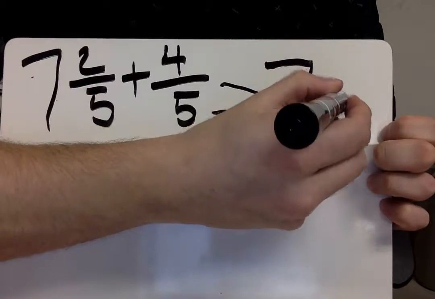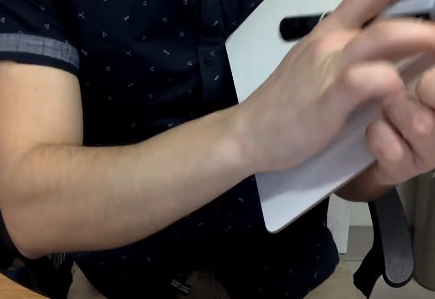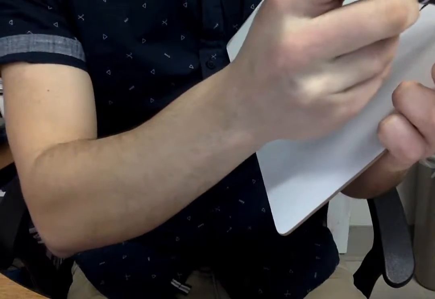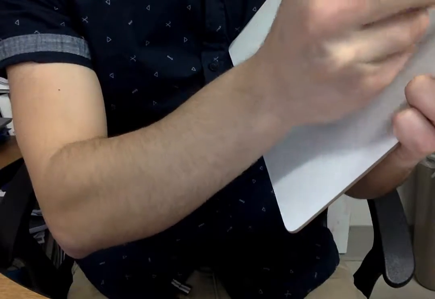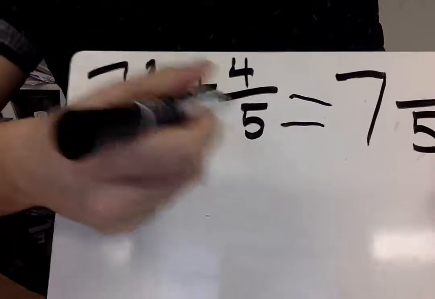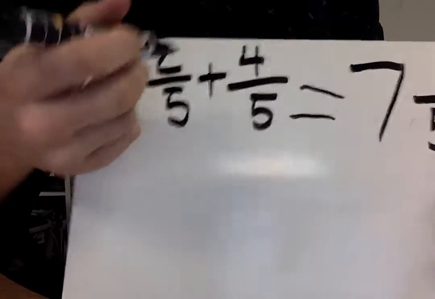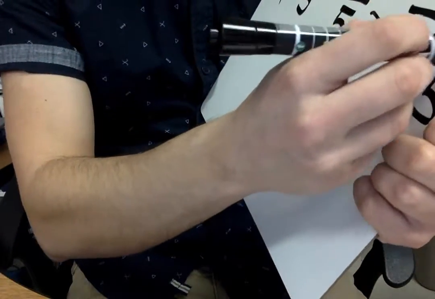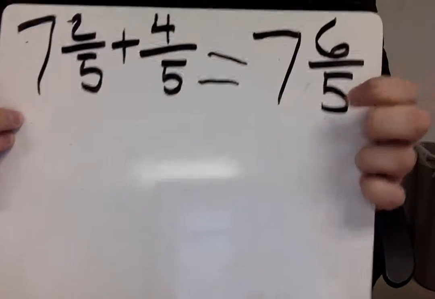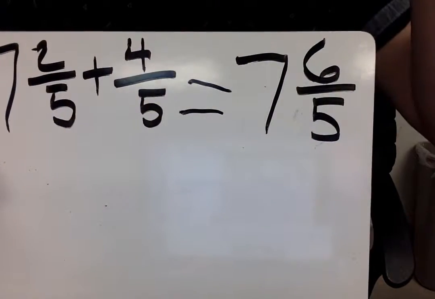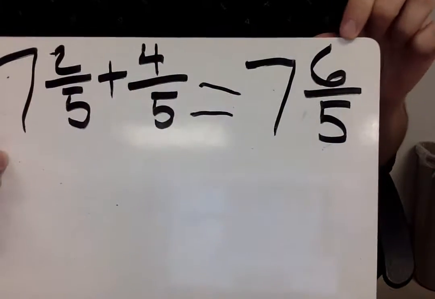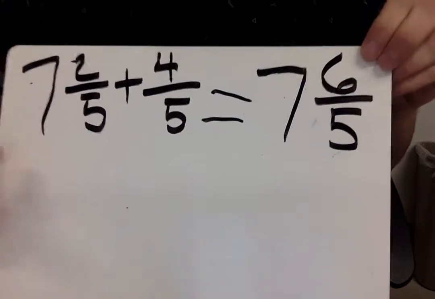Again, my units is fifths. That's not going to change. I don't add anything with my denominator. I leave it the same. I'm going to do 2 plus 4 and add my numerators, which will be equal to 6. And again, I'm looking at my answer. I have 7 wholes and 6/5. Now I'm seeing that again I have an improper fraction.